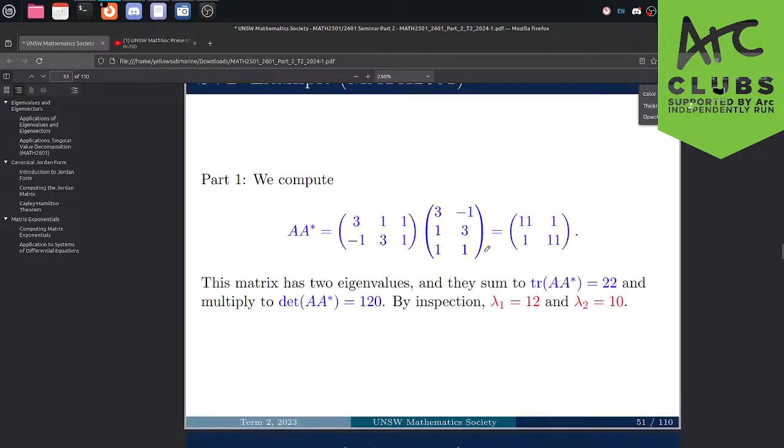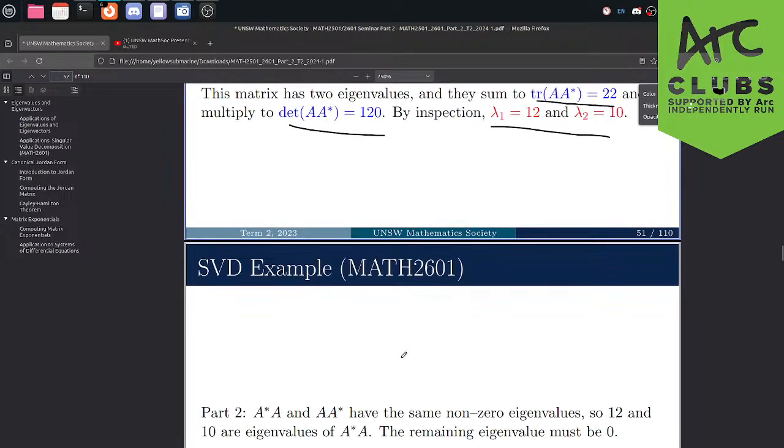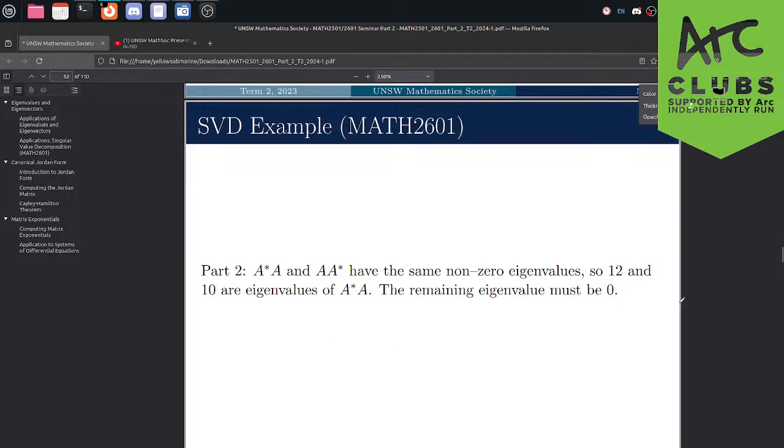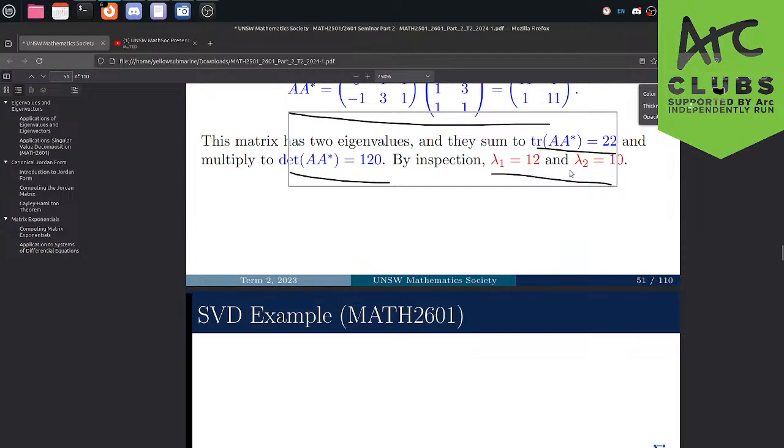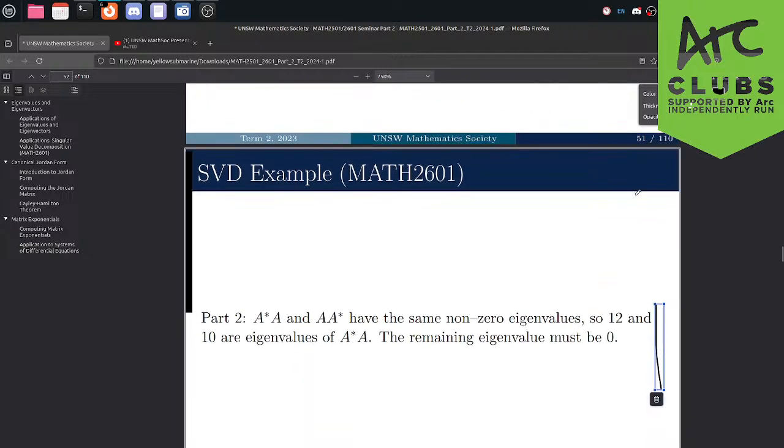Okay, cool. So we calculate A A star, and we find its eigenvalues, which are these. The way we do that, you can use whatever you want, characteristic polynomial, or find the trace and determinant. Part 2, quote the lemma. Just directly quote the lemma. Notice that it's going to share the eigenvalues of 12 and 10. A star A is going to have 12, 10, and it has to have one more to pad out the dimension to be a 3 by 3 matrix. So, sorry, it has to have an eigenvalue of 0.